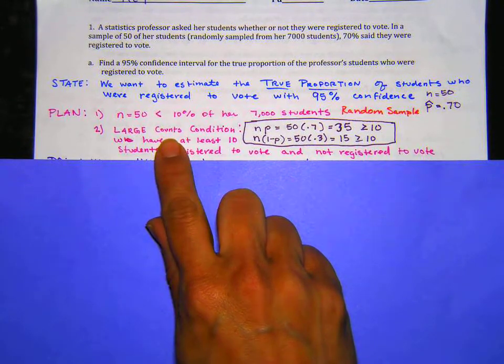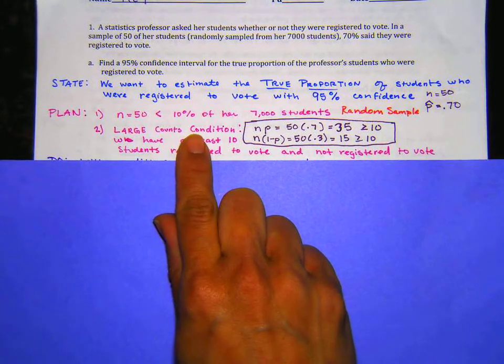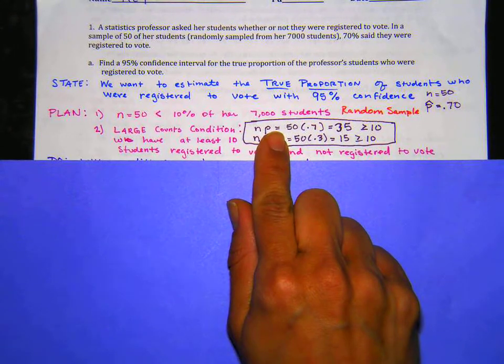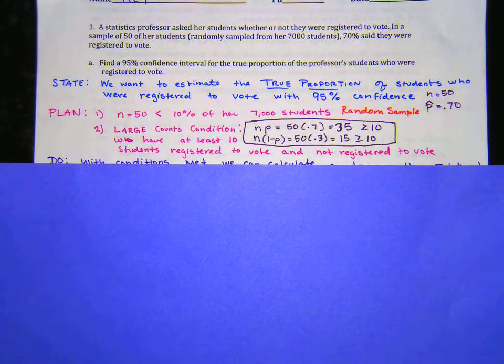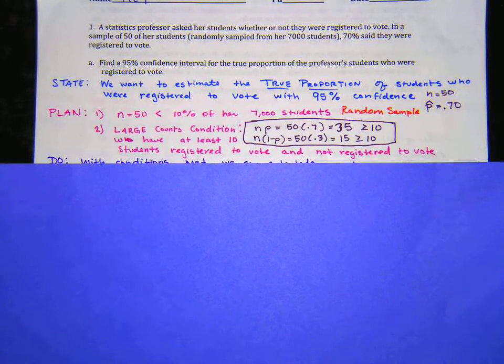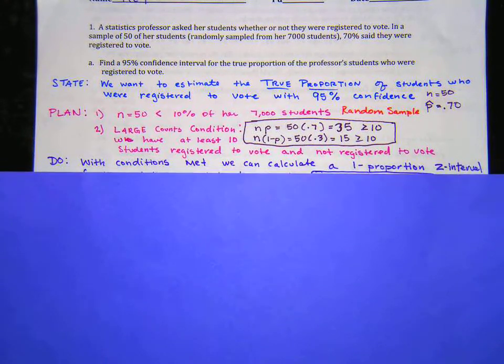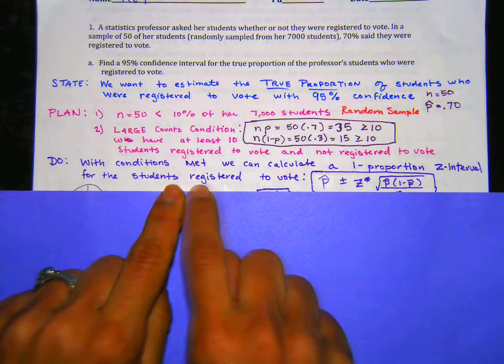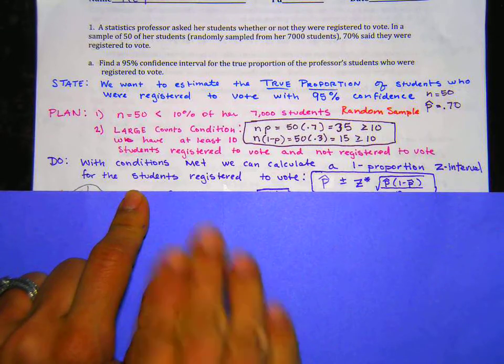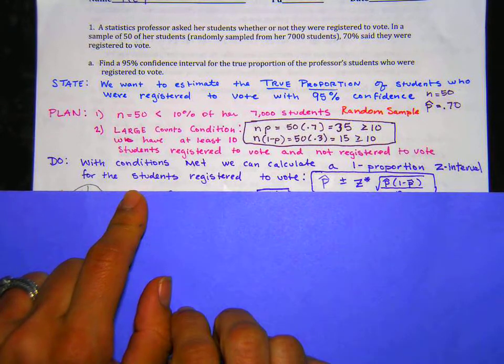Large counts tells us if we can use our normal calculations, if we can assume normality. Well, we can assume normality if n times p is greater than or equal to 10 and n times 1 minus p is greater than or equal to 10, which you can see it is. So we have at least 10 students registered to vote and not registered to vote. So now that we have met those conditions, we can calculate a 1 proportion Z interval for the students registered to vote. Context, guys. Always put these things into context.